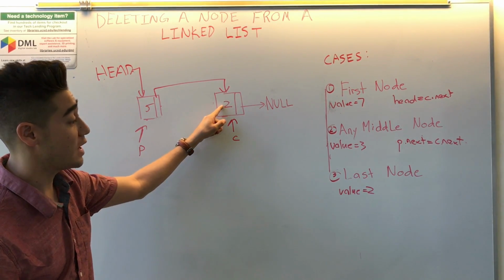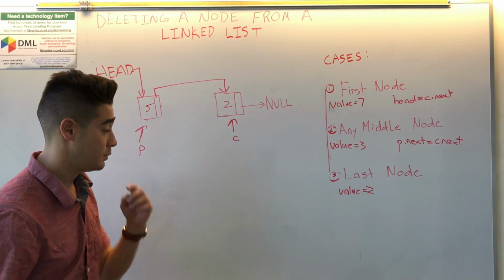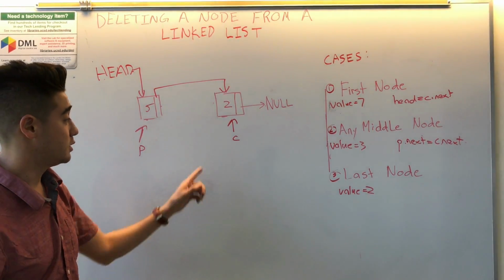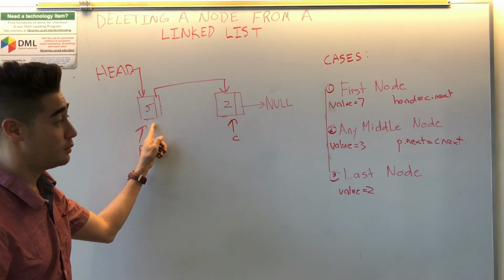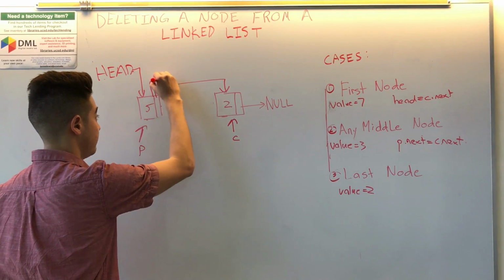We then check if C's value of 2 is equal to the value we want to delete, and we see that it is. So in this case, what we want to do is we want to have C's previous node no longer point to C, but point to the value null instead.